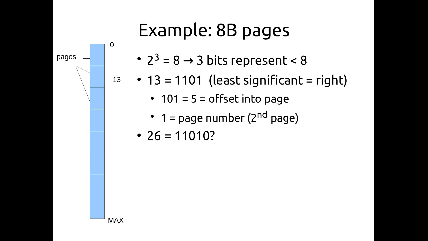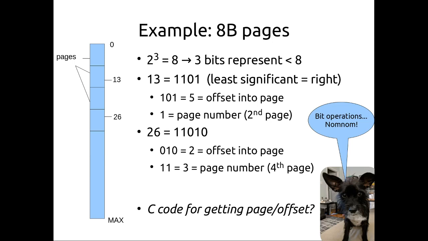If we try to access address 26, then we have the corresponding binary for that. So we want to look at the least significant 3 bits to figure out the offset into the page, and the more significant bits than that to figure out which page we're actually accessing. So if we look at that, we see 010 is an offset of 2 into the page, and the remaining most significant bits 11 means that we are accessing the page indexed 3, right? So the 4th page within our virtual address space, and you see that drawn on the virtual address space on the left.